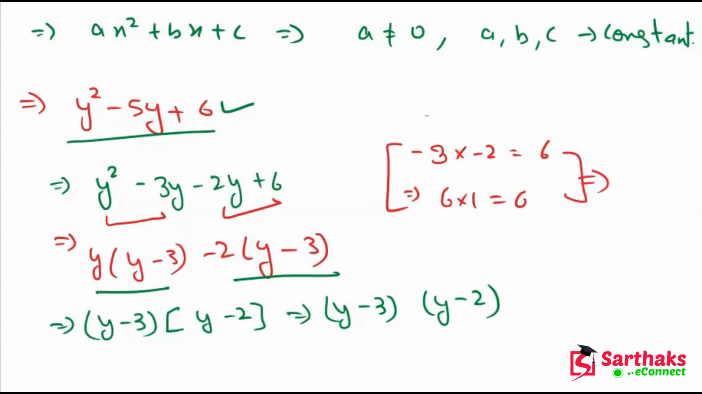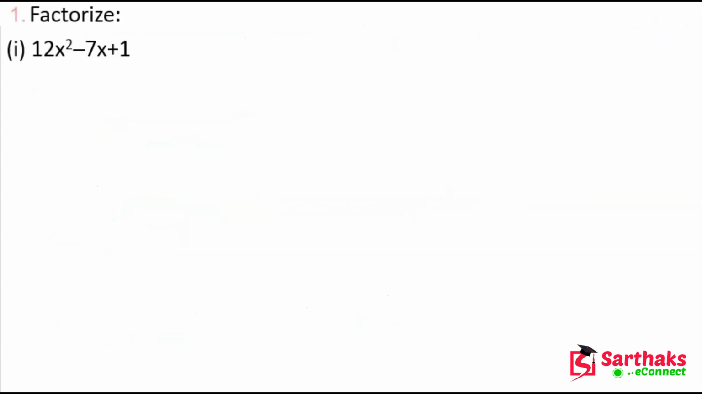So now let's solve some problems so that we can clear all your doubts. Yes, so now, my dear friends, we have to factorize 12x square minus 7x plus 1. Using the splitting the middle term method, we have to find the numbers whose sum is minus 7 and product is 1 into 12.